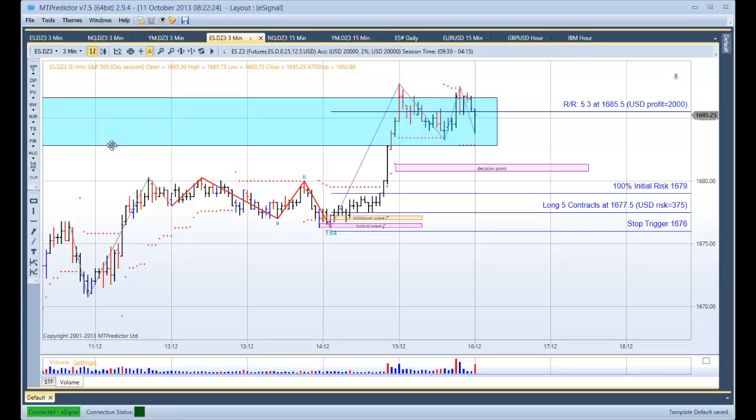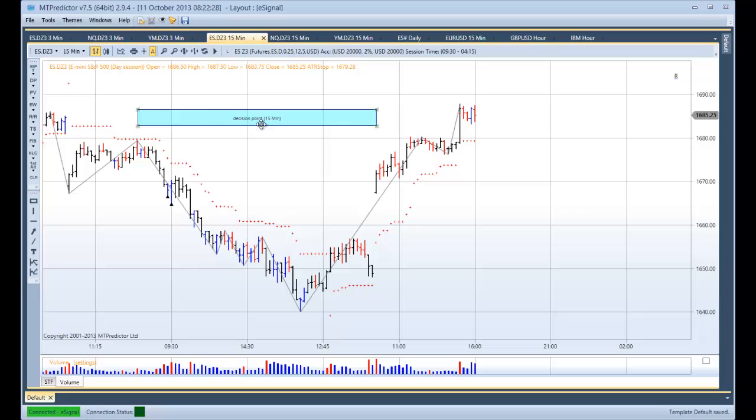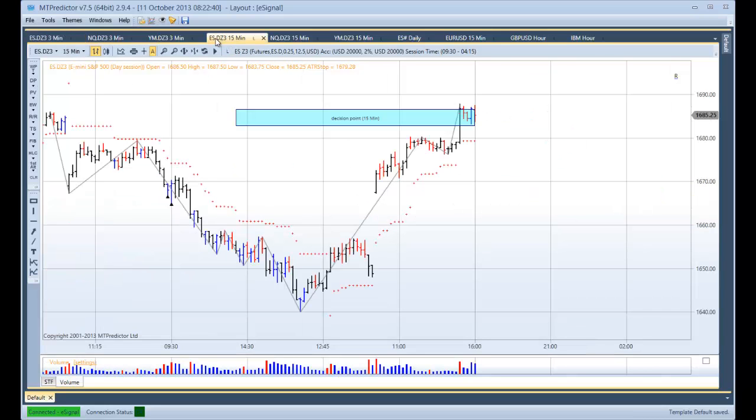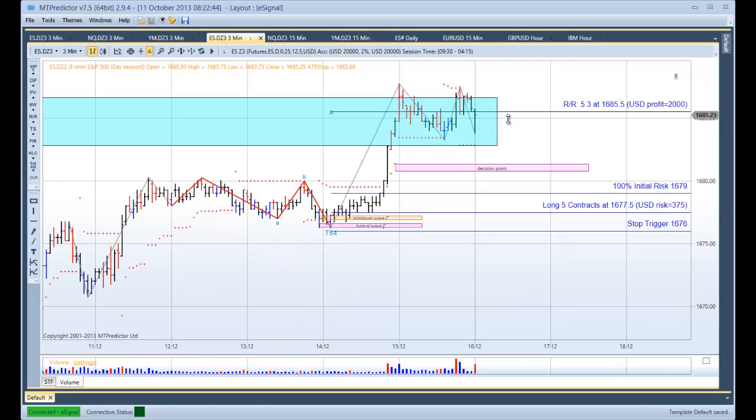So can you see what I've done there? Basically, I've taken the 15-minute target, which is what we had here, and used that on the 3-minute chart to try and adjust your 3-minute target. In other words, come back down to here, take our original target here and then take it up into the higher DP.